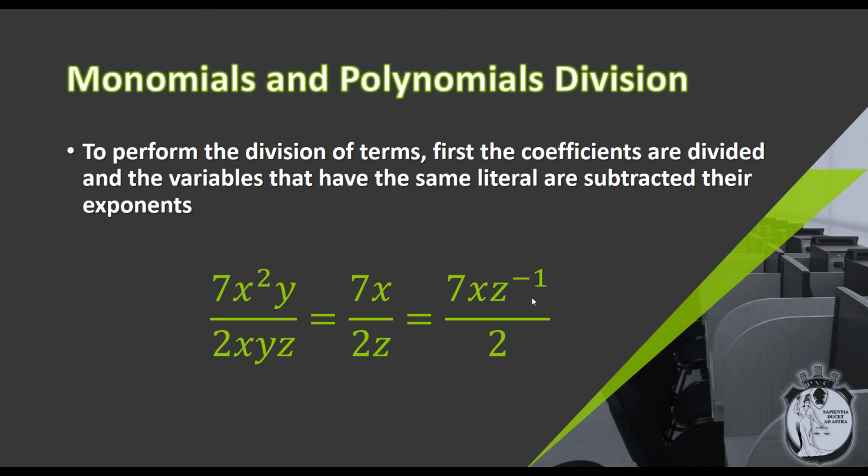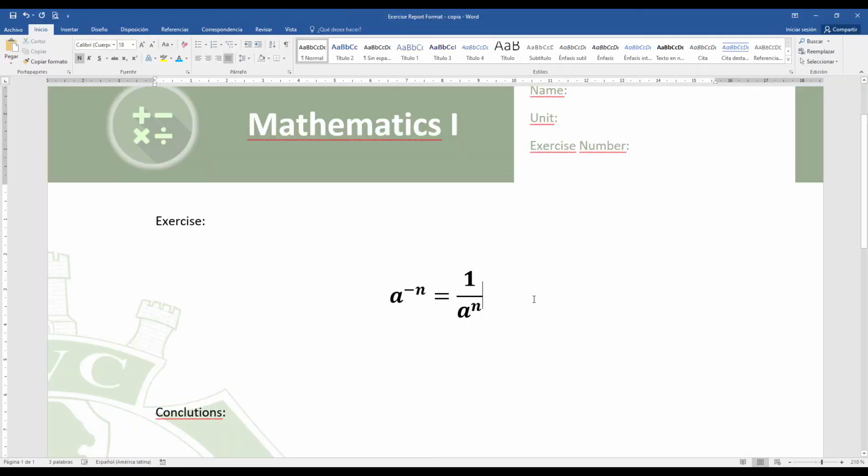We will explain that. There exists one rule that you need to know and apply. In some cases it's very useful. If you have a variable raised to a negative power, you can pass it down, dividing, that variable or that expression, to a positive power.